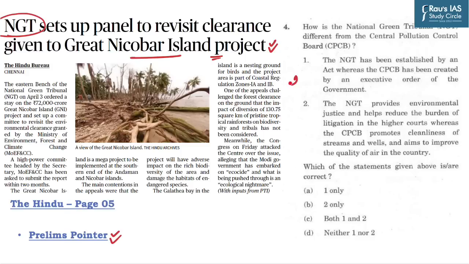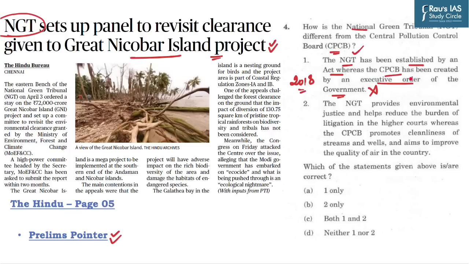As in the year 2018, UPSC has specifically asked a question on NGT and the Central Pollution Control Board. Hence, one should be aware of the key aspects associated with this tribunal as it holds immense importance for the upcoming prelims exam. Now in this question, two statements are given. The first statement says NGT has been established by an act, whereas CPCB has been created by an executive order of the government. It is an incorrect statement.